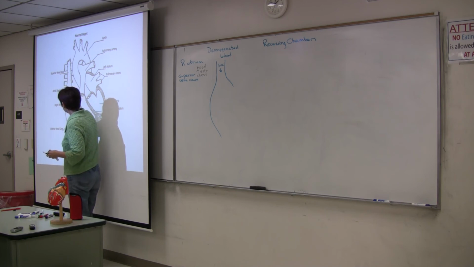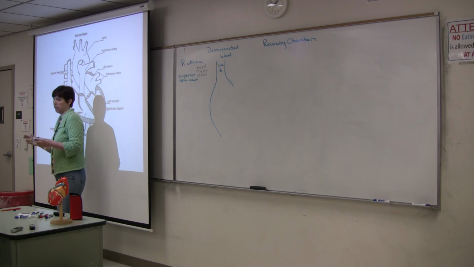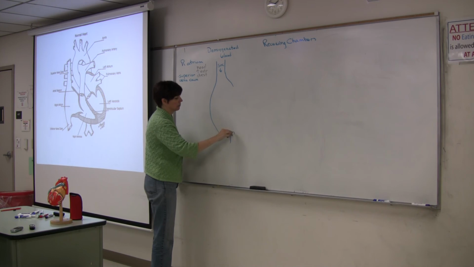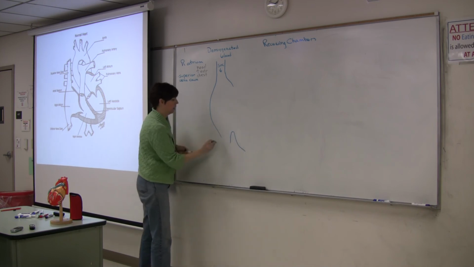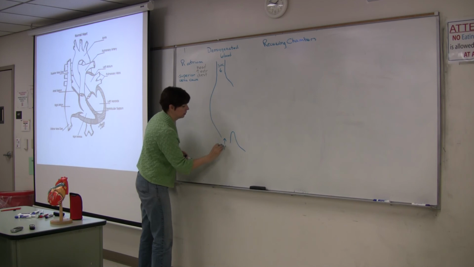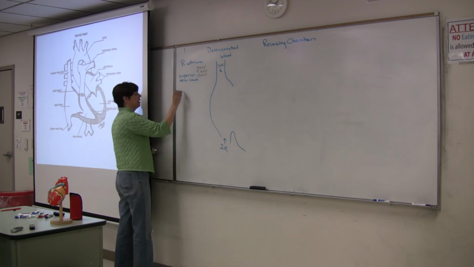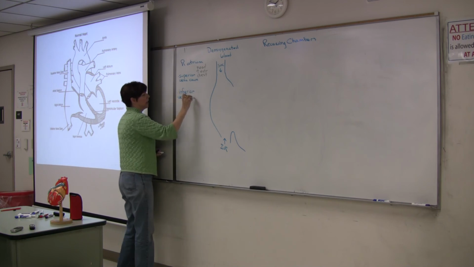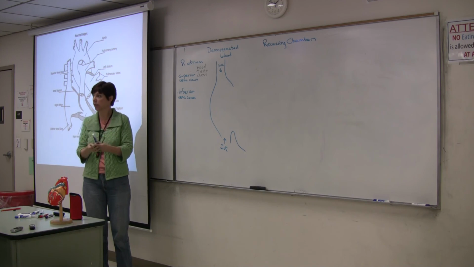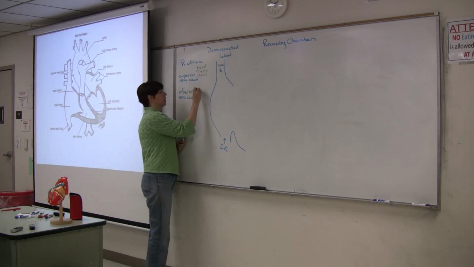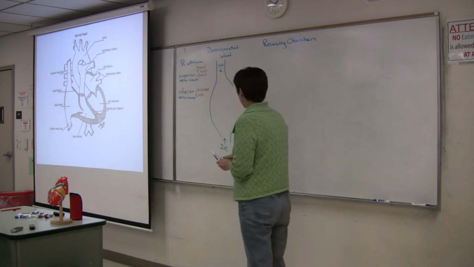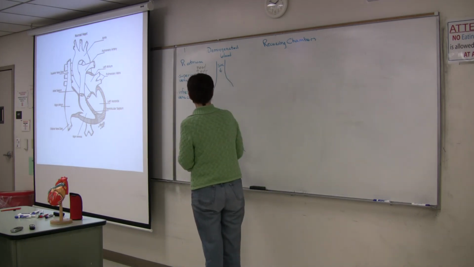So the superior vena cava brings blood into the right atrium. The inferior vena cava is going to bring blood into the right atrium. So the inferior vena cava is going to bring blood from the abdominal cavity and organs and the lower extremities. Okay. And all of that will come into the right atrium.